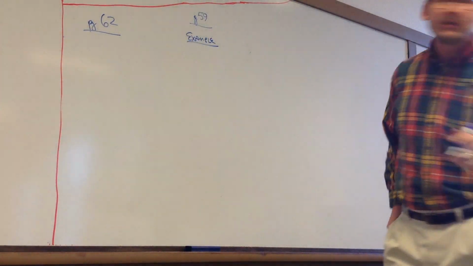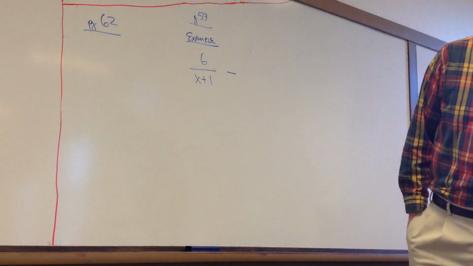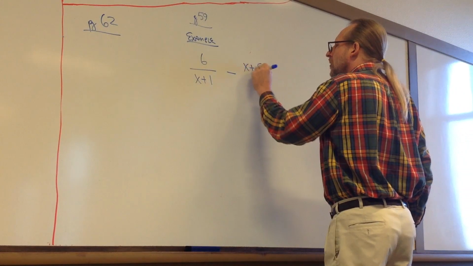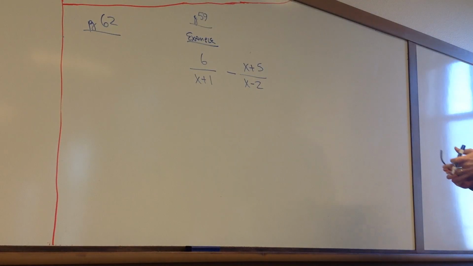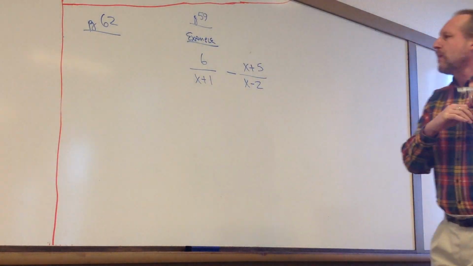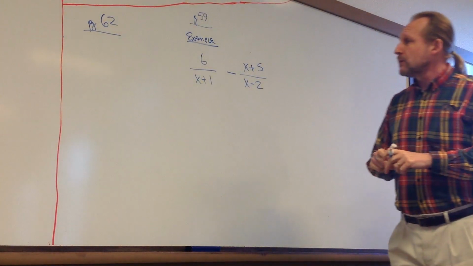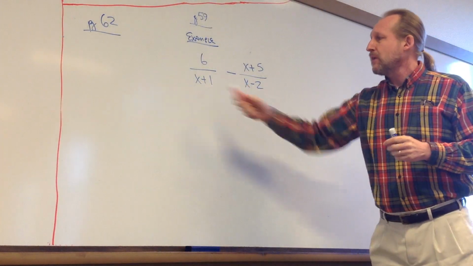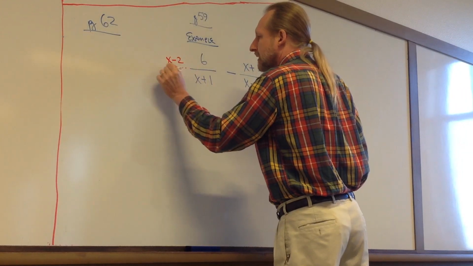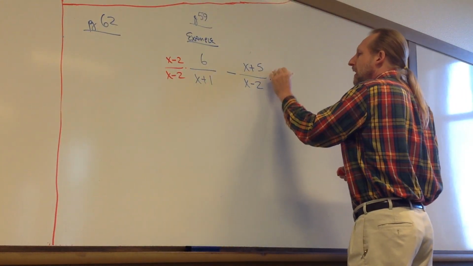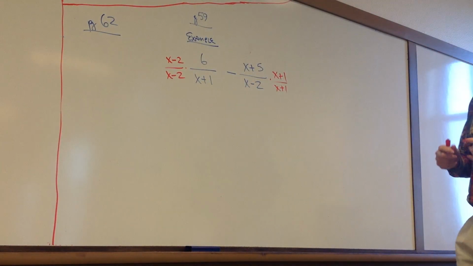And so this one is 6 over x plus 1 minus x plus 5 over x minus 2. Okay, similar setup. These two denominators are both prime. They can't be broken down. They don't share any common factors. And so as a result, our common denominator is going to be the product, each one multiplied by the other. So this fraction needs to get multiplied by x minus 2 over x minus 2. And this one has to get multiplied by x plus 1 over x plus 1.